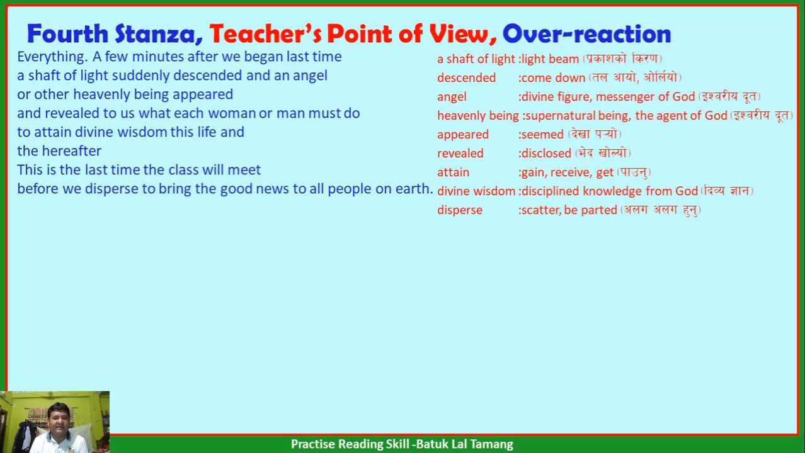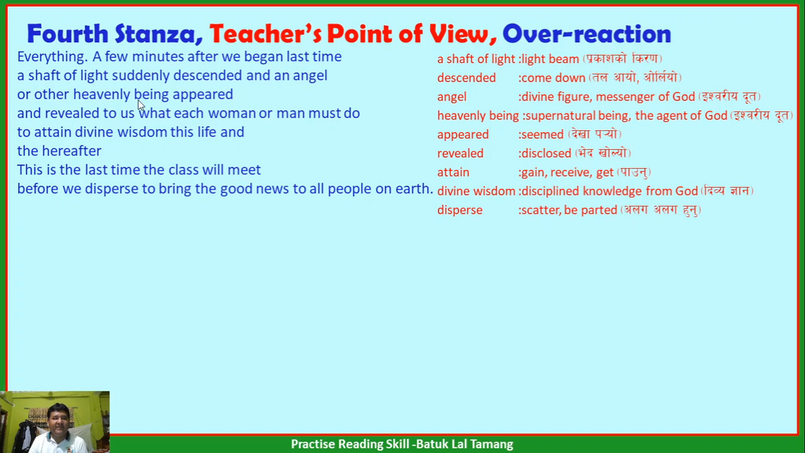Let us talk about some difficult word meanings here. A shaft of light means prakash ko kiran, light beam. A shaft of light suddenly descended here. Descended means come down. The shaft of light came down, the light beam came down. Angel means divine figure or messenger of God, Ishwariya Dut, or we can say Devadut also.